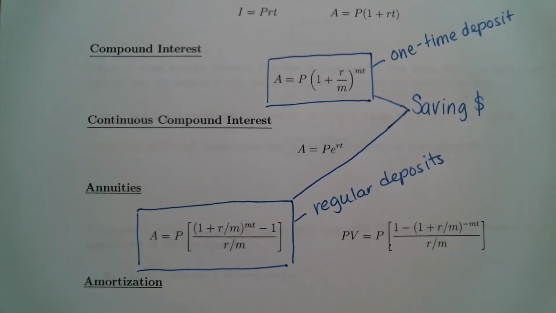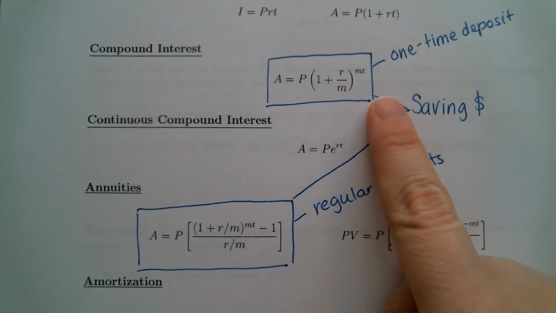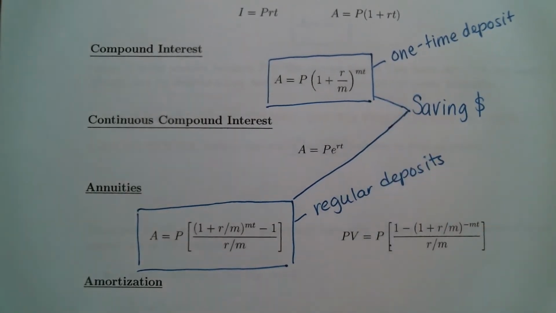Both of these you want to use when you're saving money, and the only difference is how often you're making a deposit. With compound interest, it's a one-time deposit. You're saving one lump sum. And with the future value of an annuity, you are making regular deposits into your savings account.